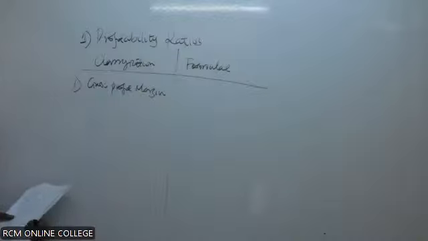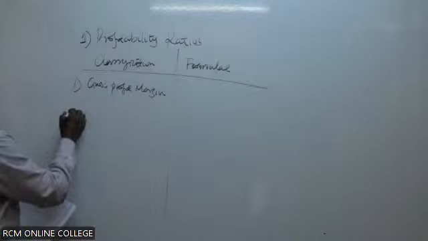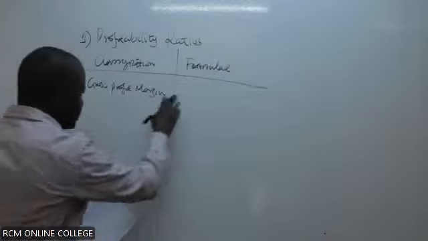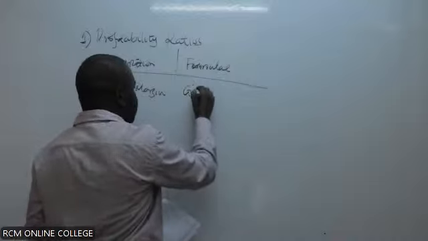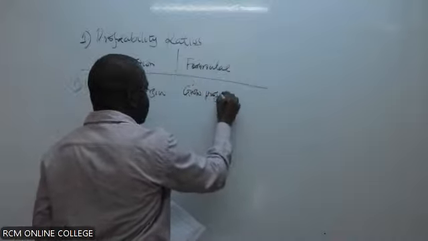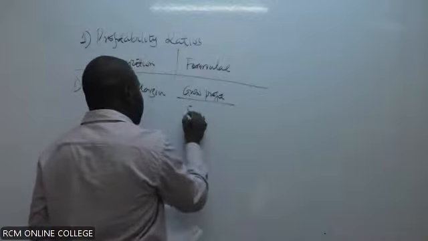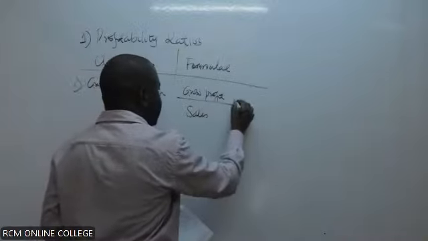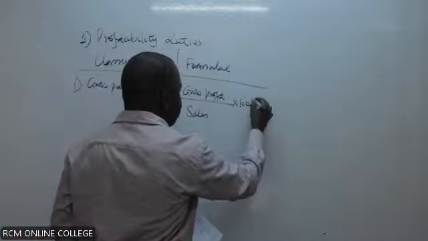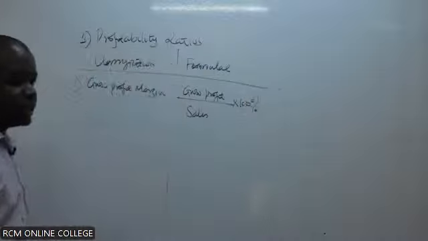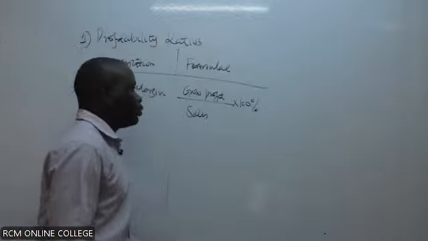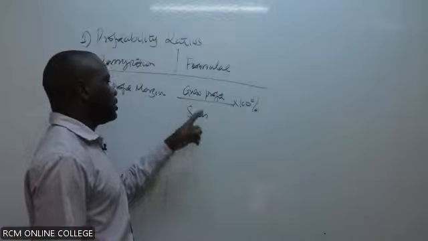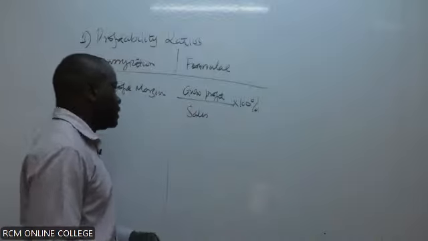Then we have net profit margin, but just write the formula first. For gross profit margin, you take the gross profit, divide by the sales, and multiply by 100%. So it will be expressed as a percentage. You go to the income statement, look at the GP, gross profit, divide by the sales, multiply by 100%.